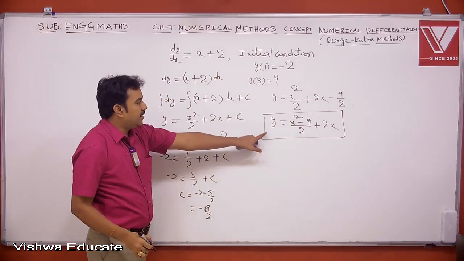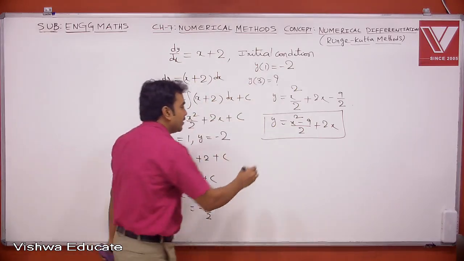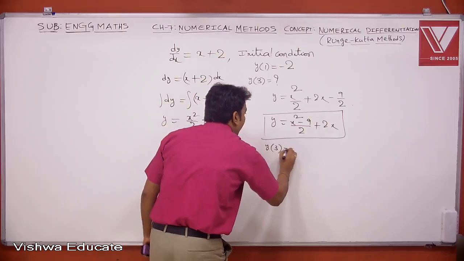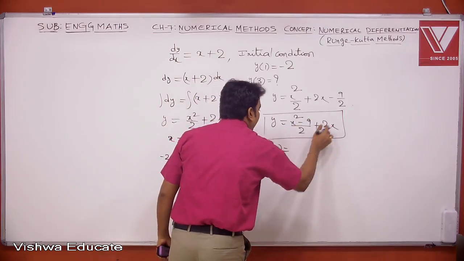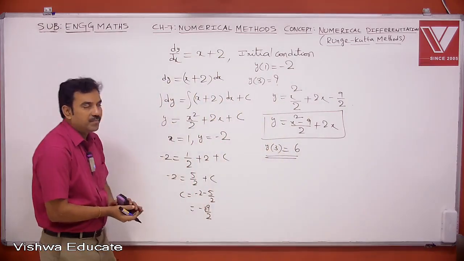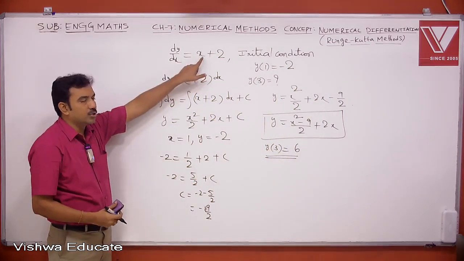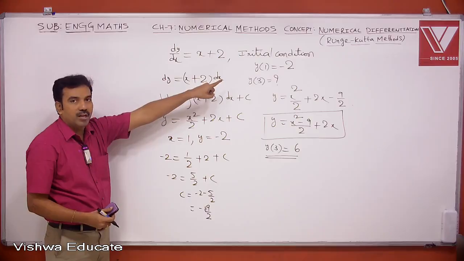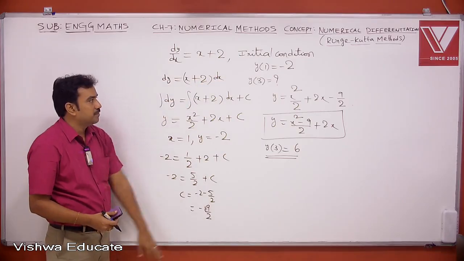Now I need y of 3. So replace x by 3. So 3 square is 9, by 2, minus 9 by 2 is 0, plus 2 times 3 is 6. So this is the exact value. Y of 3 is 6. My equation is dy by dx equal to x plus 2. This is my boundary condition, y of 1 is minus 2.